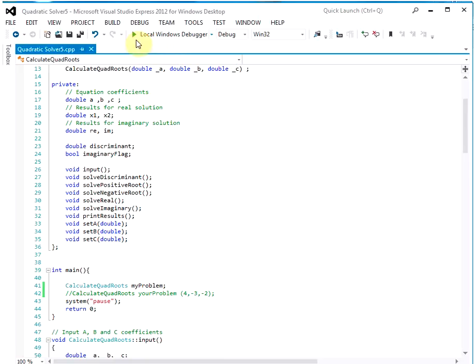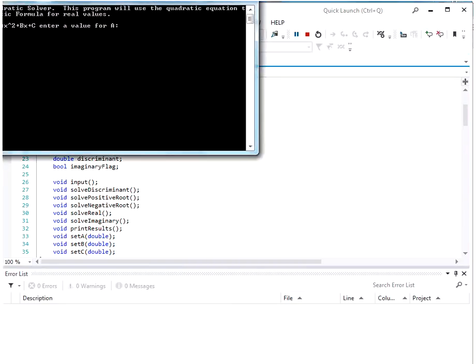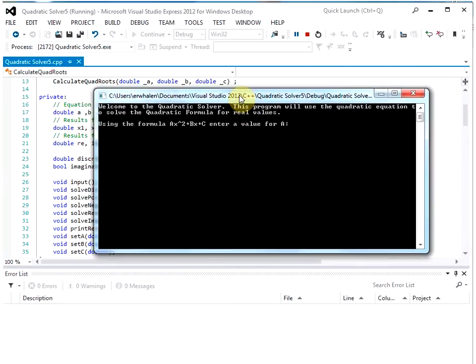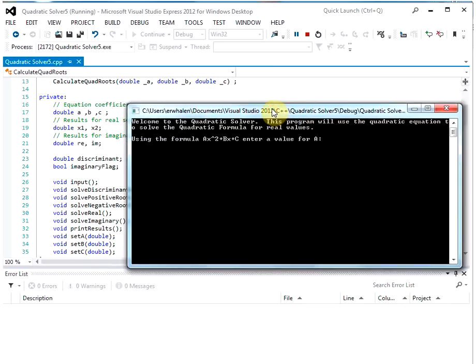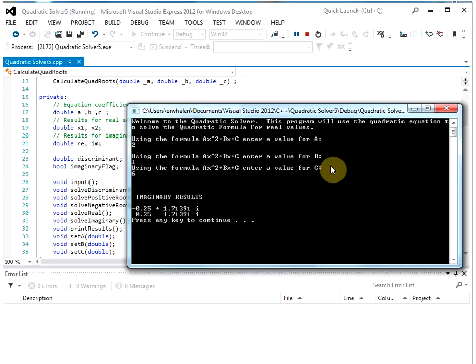So let's take a look at running this right now. Here I'm prompting for A, B, and C. And I think what I'll do is I'll put in a 2 for A, 1 for B, and I'll put a 6 for C. I think that's going to give me an imaginary result, and it does. It's the imaginary result I get for solving this equation.